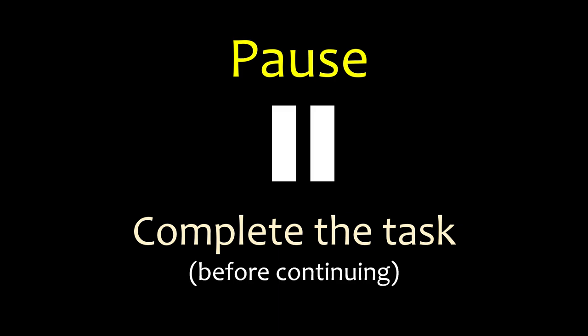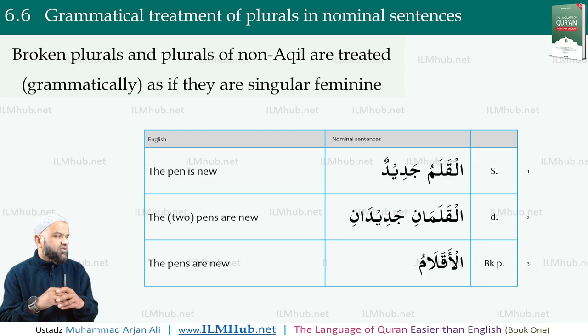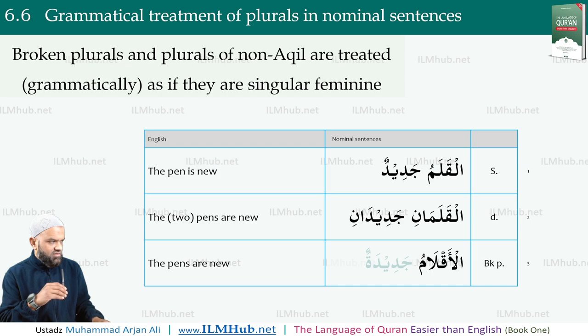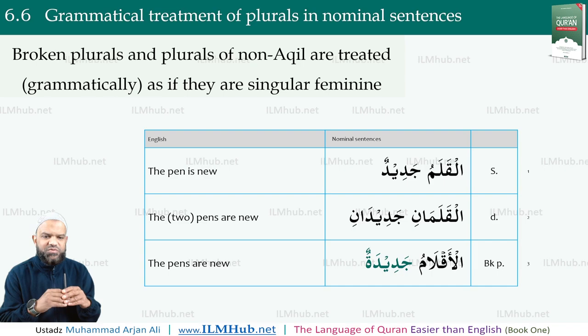I hope you've done the exercise. Inshallah, let's quickly go through the answers. The first one, al-qalamu jadidun. The pen is new. But the next one, al-qalamani jadidani. The two pens are new. And of course, the last one, al-aqlamu jadidatun. Singular feminine. This is the one that trips most of us. But just accept it as it is.